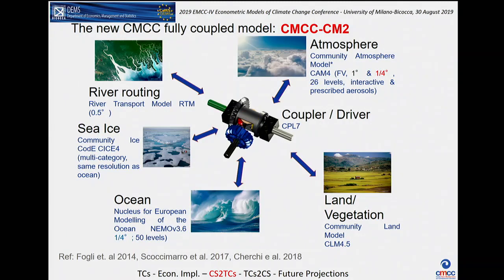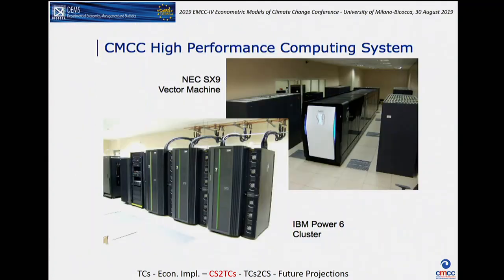Here you have the representation of our full system, the last version of the CMCC CM2 model. There are many components: PIs, river routing, atmospheric model, ocean model, land and vegetation model. We have different resolution versions, and the highest resolution is a quarter degree, both in the ocean and in the atmosphere. And this is the one we use to participate in the CMIP I have shown you before, participating in CMCC-IV.